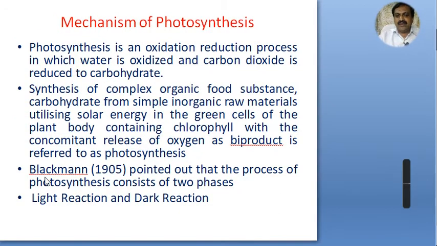See, Blackman in the year 1905 pointed out that the process of photosynthesis consists of two main phases. That is, the mechanism includes two main phases. The first phase is called the light dependent phase, or light reaction, and the second one is called the light independent phase, or dark reaction.